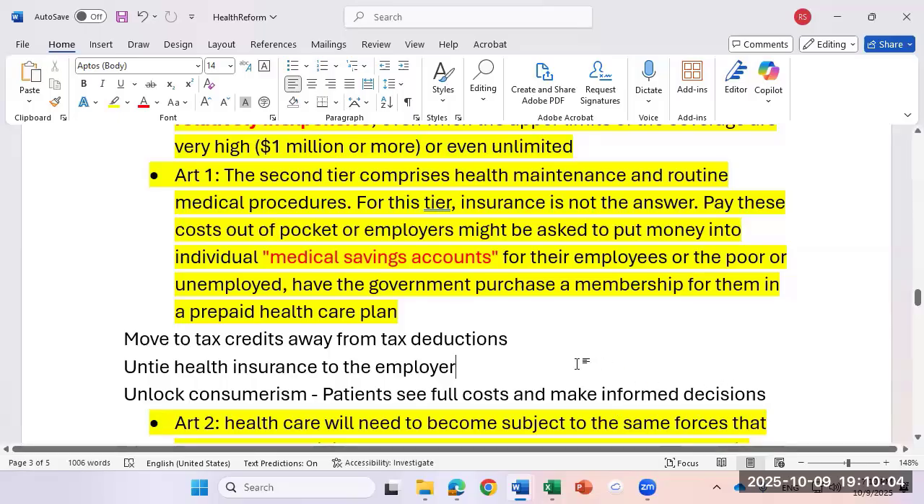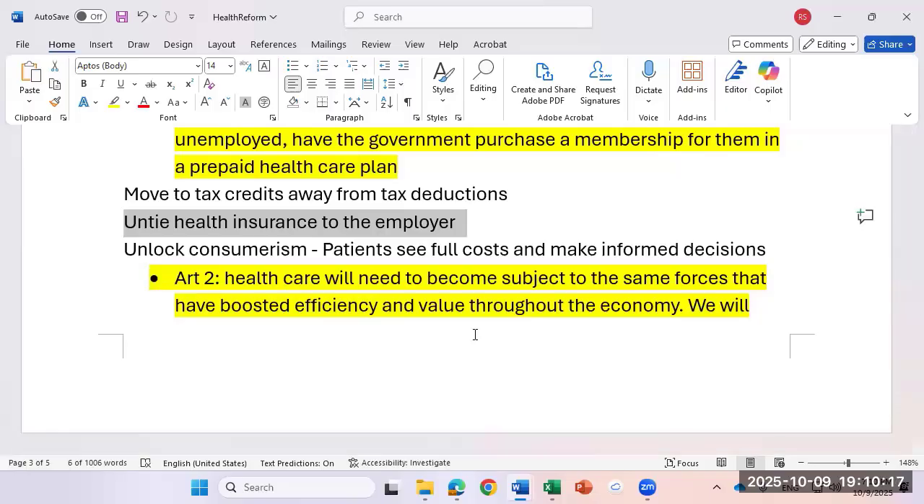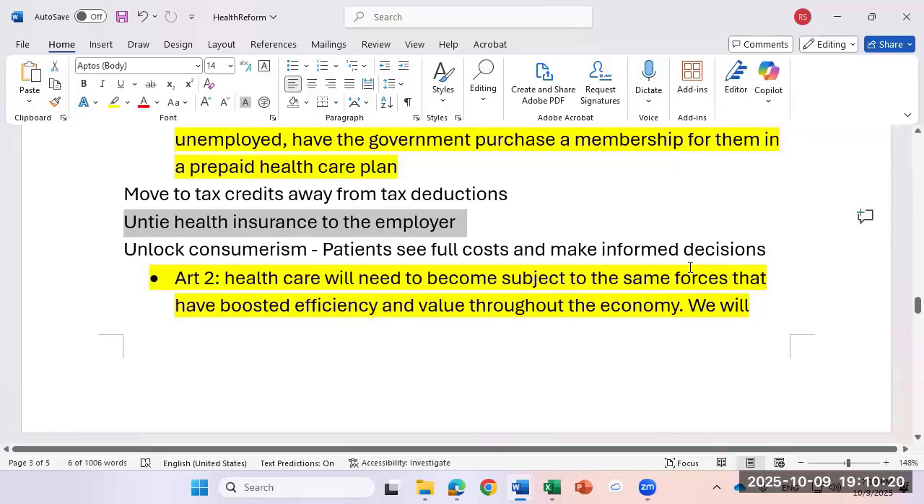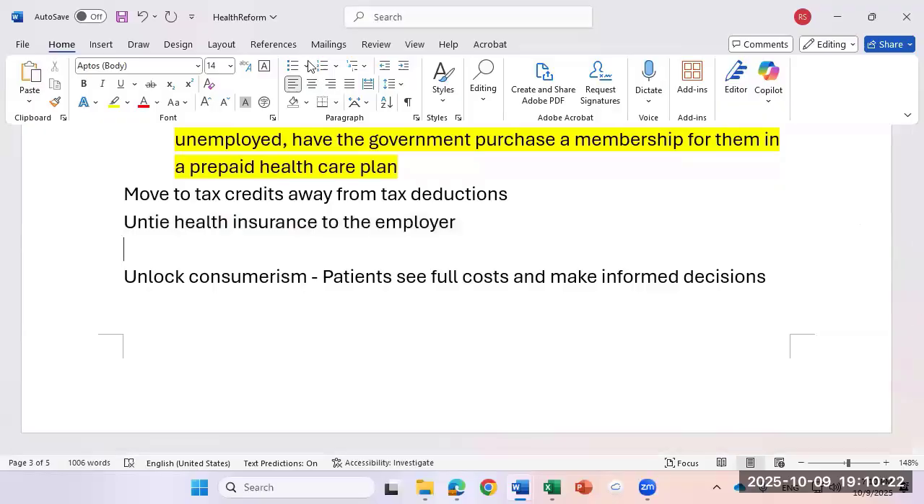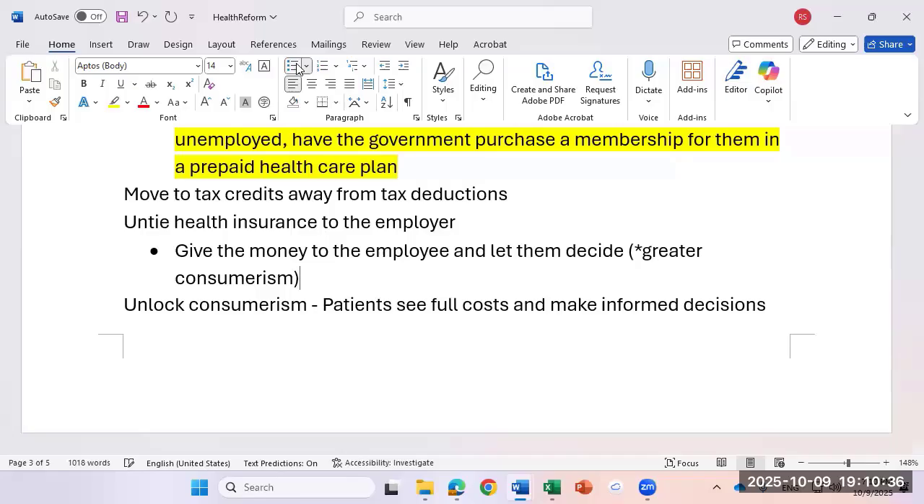We'll talk about what employers are doing that's helping get to the solution. But that is part of the solution. Let's not get insurance from our employer. The more of that you give back to the employee, the more you make them like consumers, because now it's money they've got to make a decision with. I'll put this in, not as a quote. We'll find a better quote later, but give the money to the employee, let them decide. So that's greater consumerism. That's the idea.